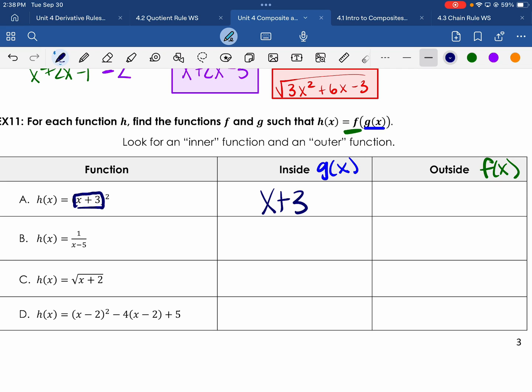When you go backwards, right? Because this is the composite function here, and I want to kind of like break it up. When I go backwards, I'm taking the x plus 3 out, and I'm putting the x back in. Does that make sense? So your outside function is just going to be x squared.